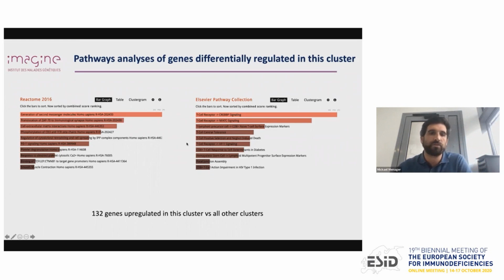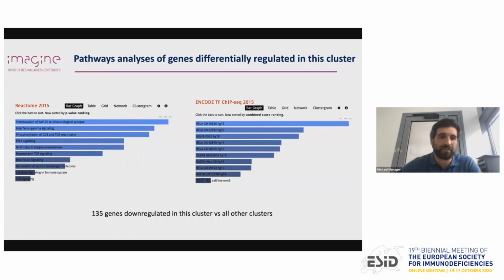This gives us clues as we investigate, to try to better understand the appearance of this Lupus. We also identified downregulated genes, and here we see a clear NF-kappa B inactivation that seems to be linked to the cells belonging to this cluster.